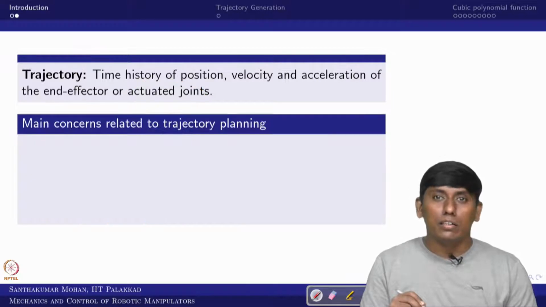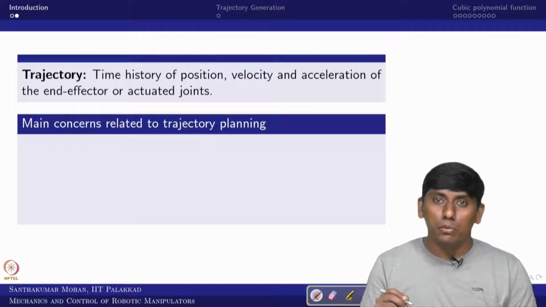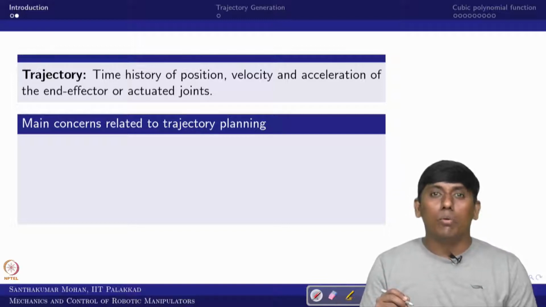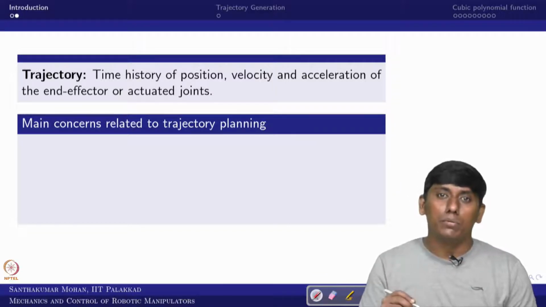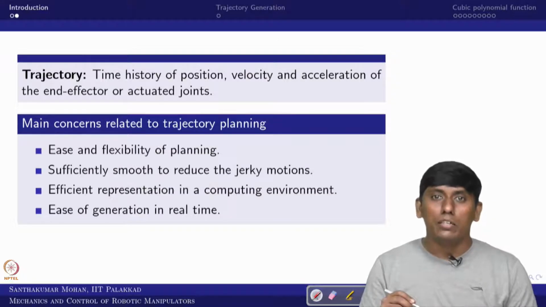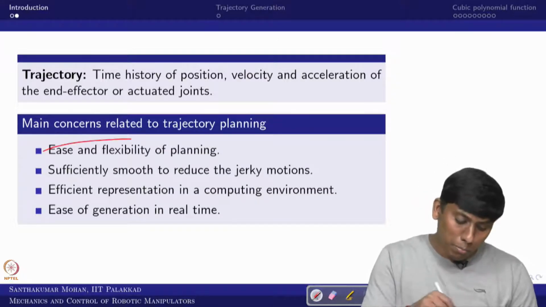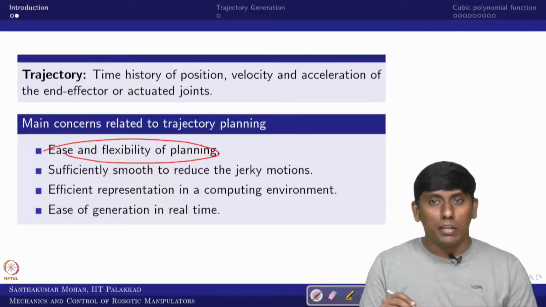So what would be the main concern? I said it is supposed to be twice differentiable, but what if you are thinking in terms of real time implementation? One is ease of generation, and it should have flexibility. That is one important point we need to think about further.